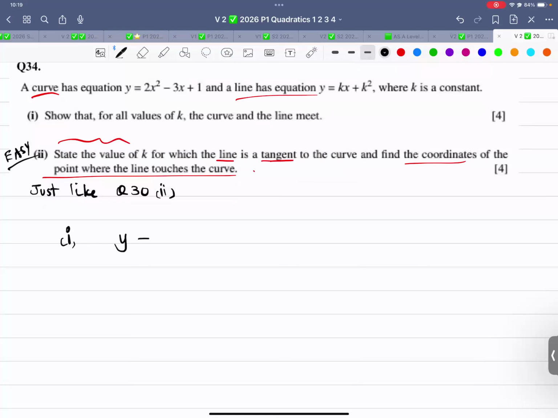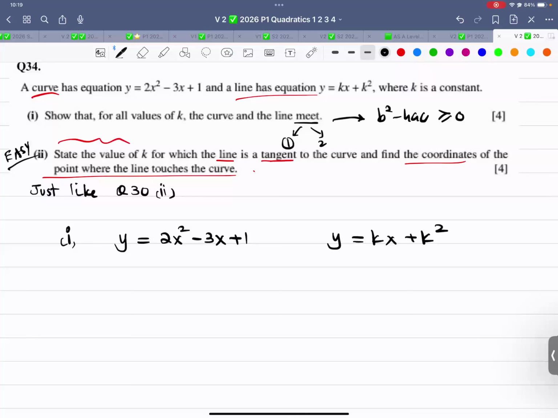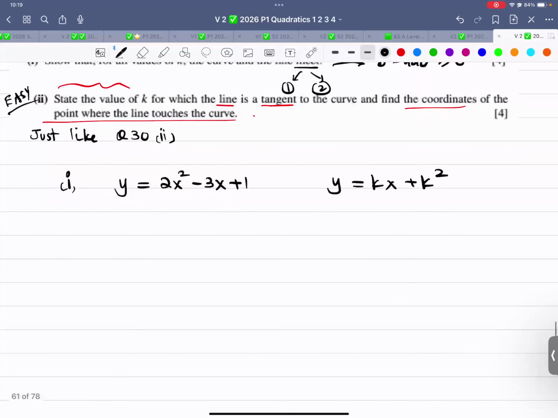It says curve has this equation, y equals 2x squared minus 3x plus 1. Yes, I skipped a question in the middle. I'll come back to it later. And this is y equals kx plus k squared. Show that for all values of k, the curve and line meet. In other words, b squared minus 4ac will be positive and greater than or equal to 0, because we don't know whether it meets at 1 point, whether it meets at 2 points. So now when I equate it, then we have 2x squared minus 3x plus 1 equals kx plus k squared. Make a single equation.